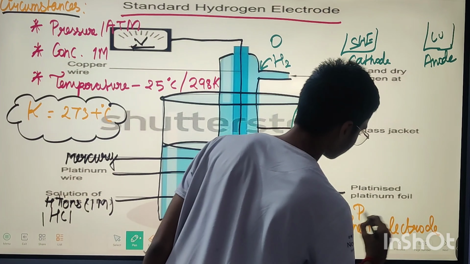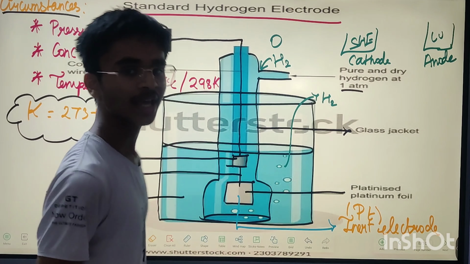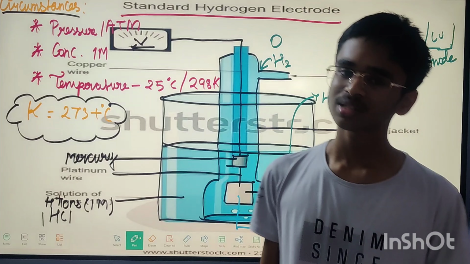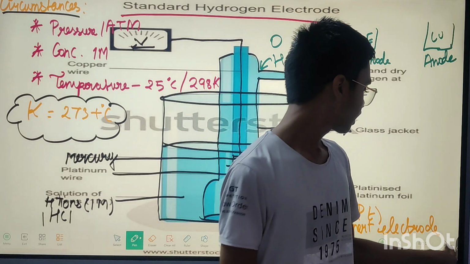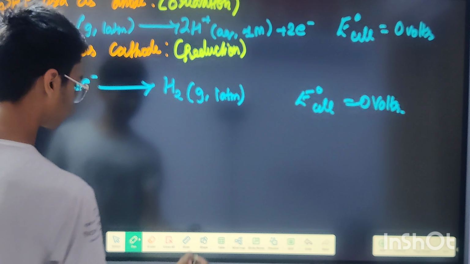See, platinum will be used as an inert electrode. In some cases it will be an inert electrode, in some cases it will be an active electrode. So it's like this.